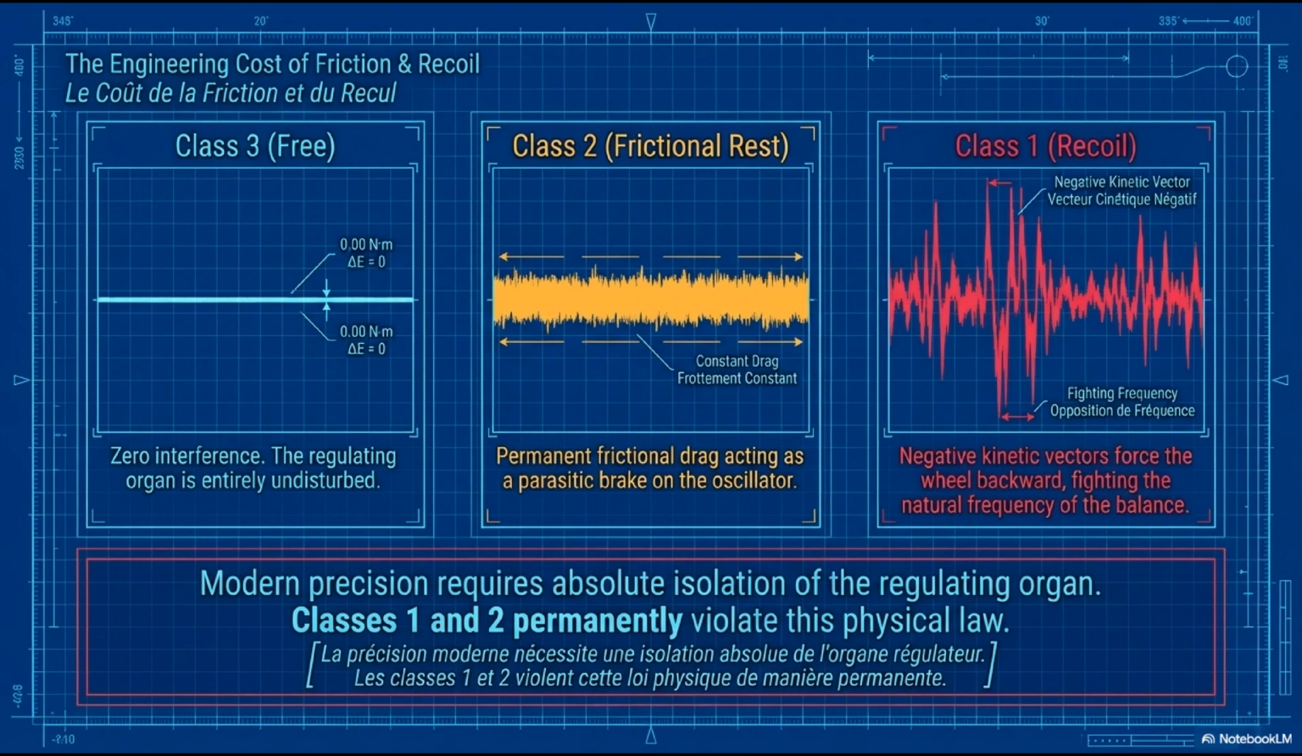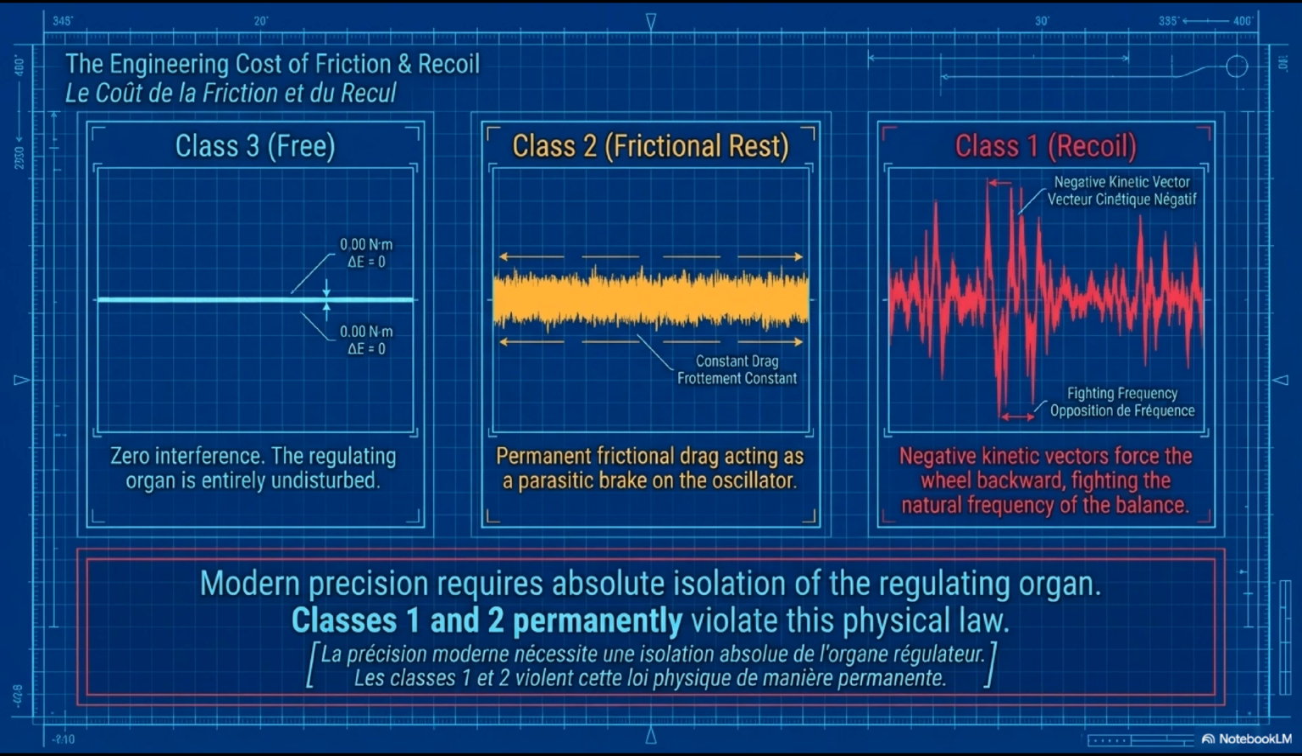Center diagram, Class 2, frictional rest. During the supplementary arc, the oscillator is in continuous contact with the escape wheel via the cylinder walls. The orange noise band represents continuous frictional drag, a parasitic braking force that decreases as the mainspring unwinds. The balance's effective restoring force shifts continuously with every tick. Isochronism is permanently degraded.